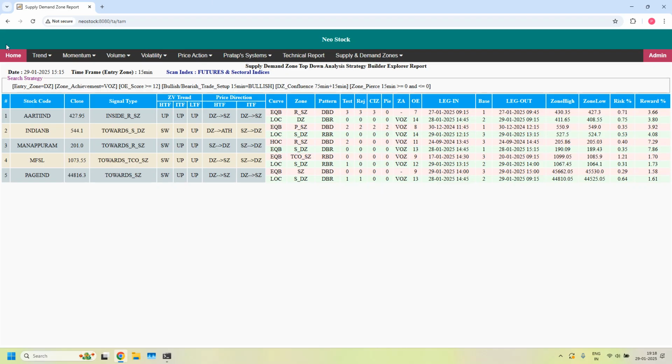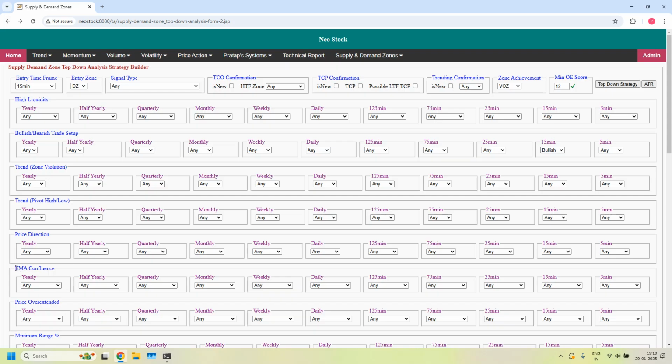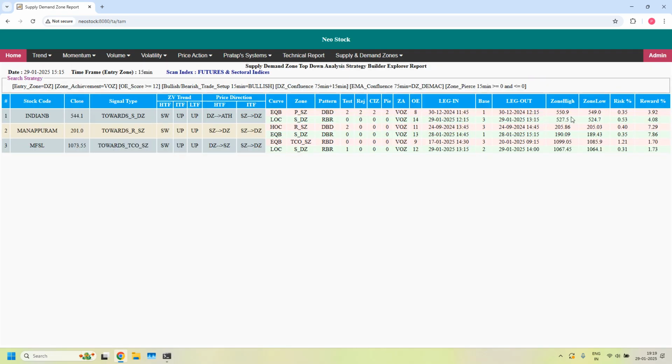supported stocks. Let's verify. In these 5 stocks, I am setting the filter EMA confluence on the 75 minutes time frame because the 15 minutes entry time frame zone is overlapped with the 75 minutes zone. That's why I am setting the filter 75 minutes demand zone having daily EMA confluence. With this filter, we got 3 stocks. And these 3 are even more high priority supported stocks.